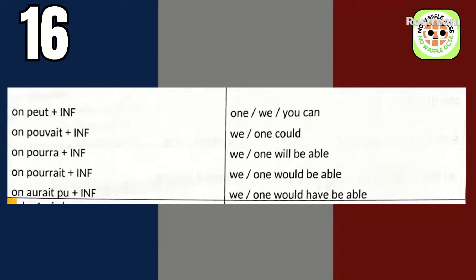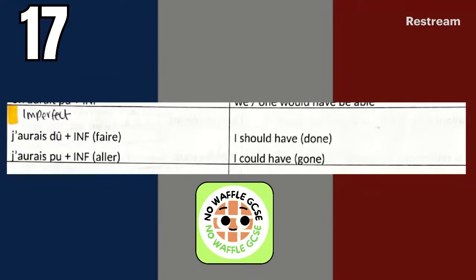The pluperfect tense is another really good tense to use, and if you're unaware of how to use that, I would recommend watching one of my videos on the YouTube channel which explains it. J'aurais dû or j'aurais pu, so this is another good one because it's using the imperfect tense, but the dû or pu bit is quite interesting because it's using the past participle of conditional verbs. So this is a really, really good phrase to use.